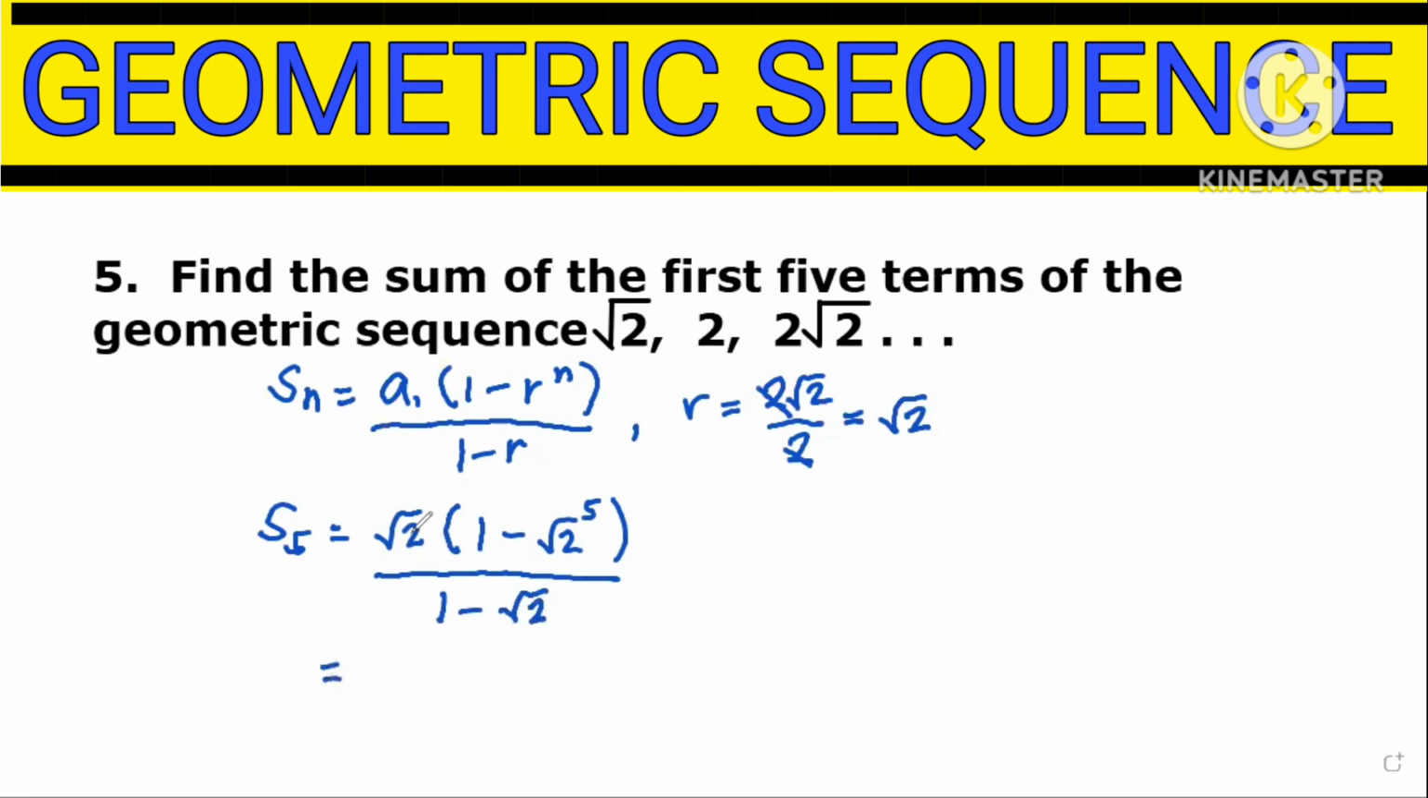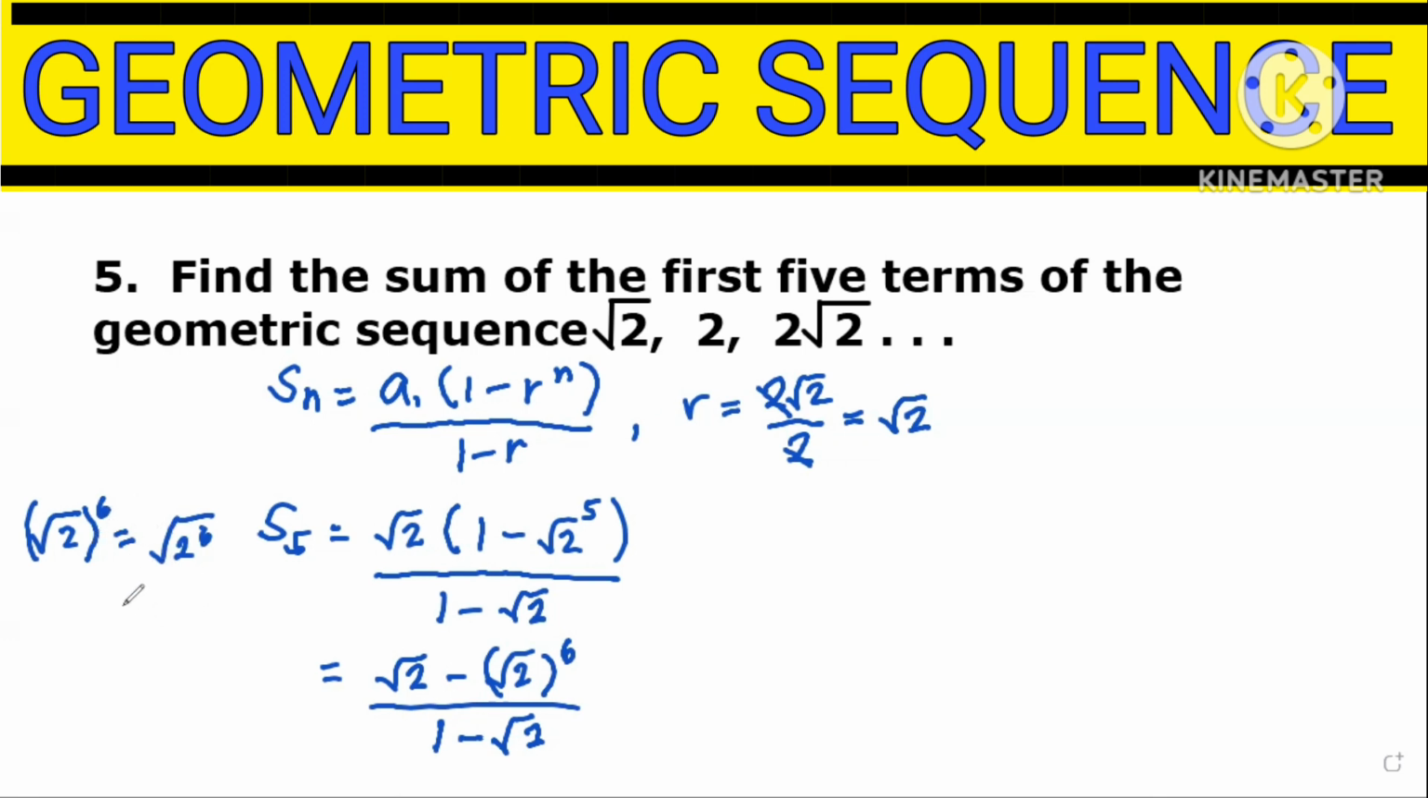Okay, let us simplify by multiplying square root of 2 by 1 minus square root of 2 raised to 5. We can use the distributive property. Square root of 2 times 1 is square root of 2. Square root of 2 times negative square root of 2 raised to 5 is negative square root of 2 raised to 6. Remember, when we multiply, we add exponents, over 1 minus square root of 2. Now, but what is square root of 2 raised to 6?